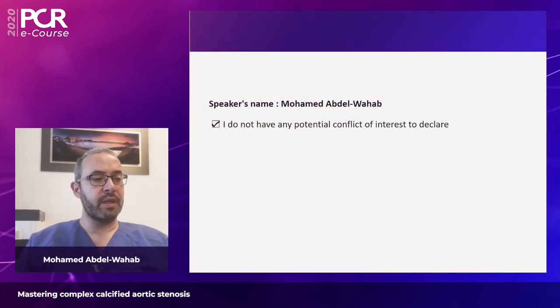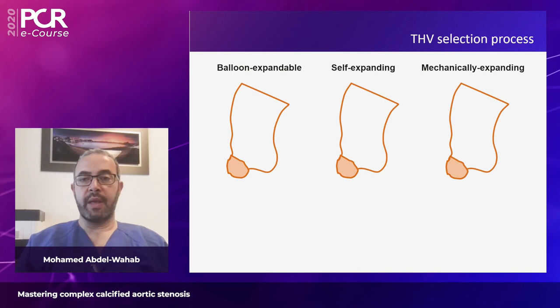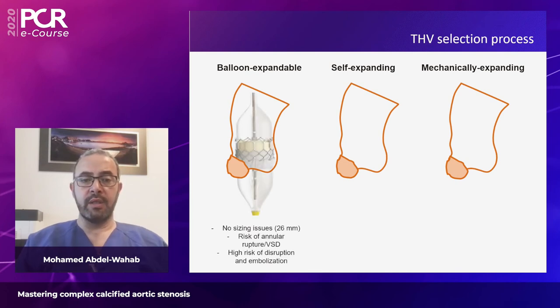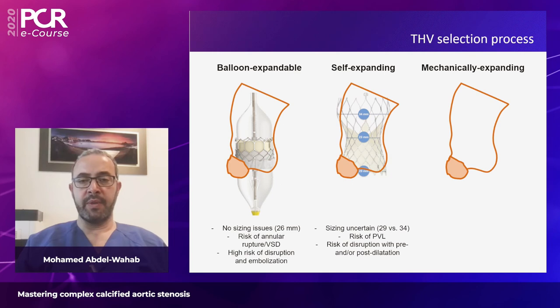As we mentioned, again, I don't have any disclosures. We were thinking about the pros and cons of each device type. We already touched on this. So in this particular case, with the balloon expandable device, we wouldn't have a lot of sizing issues because the annular range was here, regardless of the way you measure, a 26 or in the range of a 26 millimeter device, but you have the risk of rupture, VSD, and the high risk of disrupting and embolizing the content that is probably inside the calcified mass.